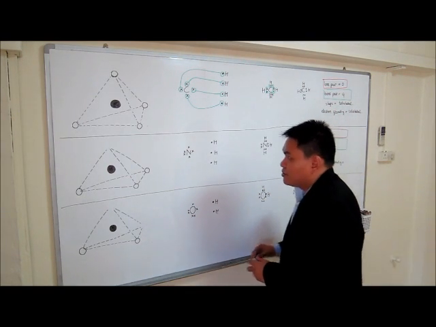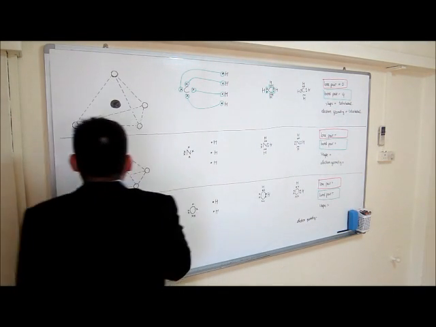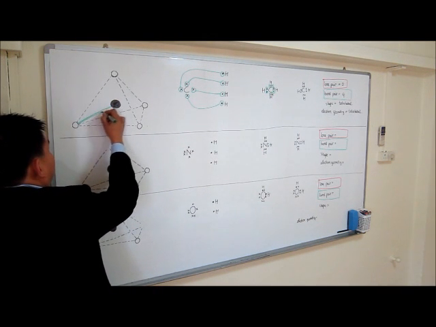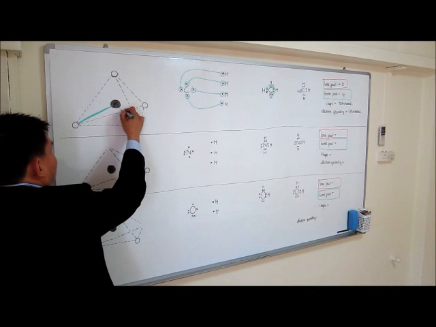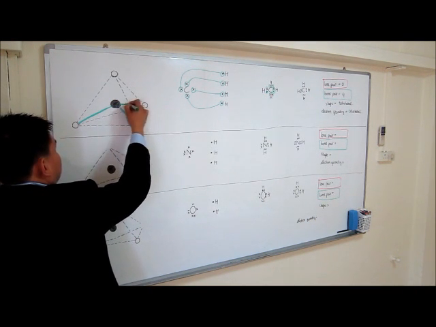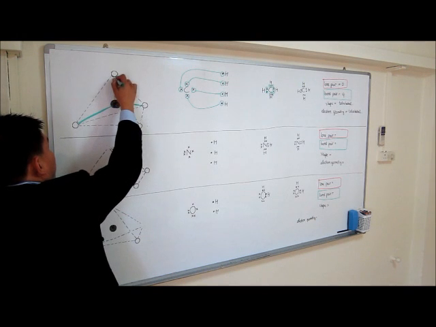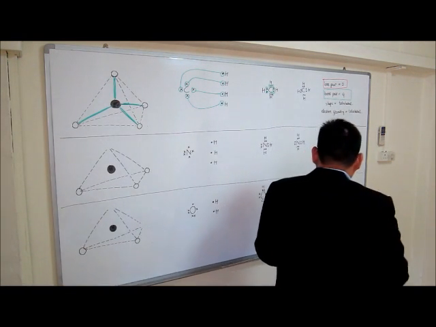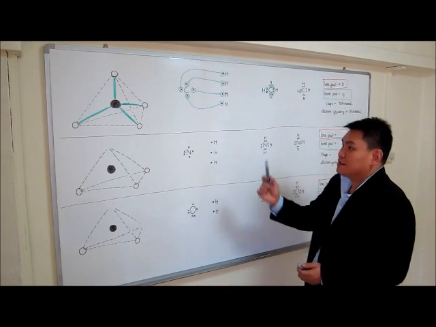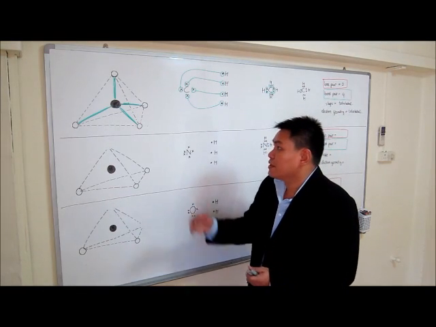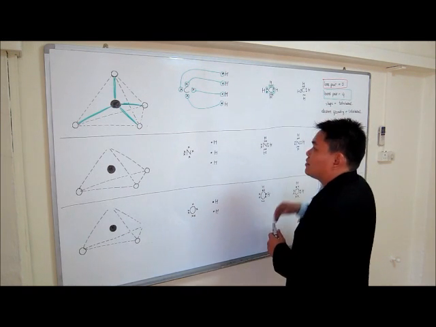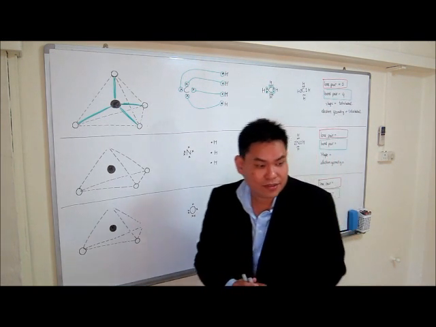So if they ask you to draw the shape, no problem. Very simple. Just draw the bond pairs between the central atom and the side atoms. So that's how we can come to the conclusion that CH4 is tetrahedral.